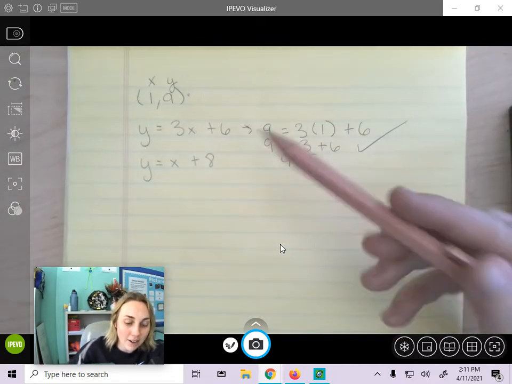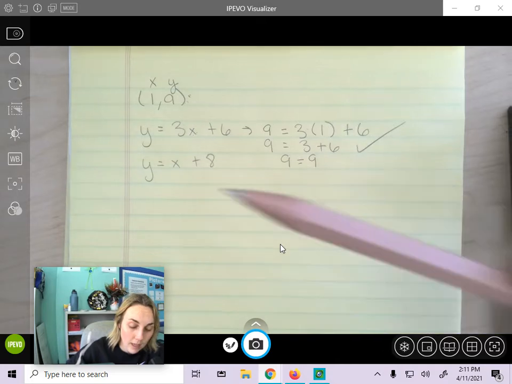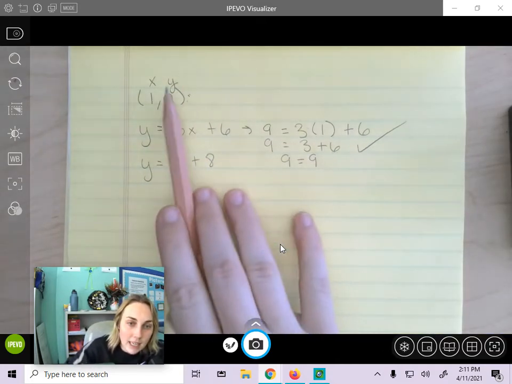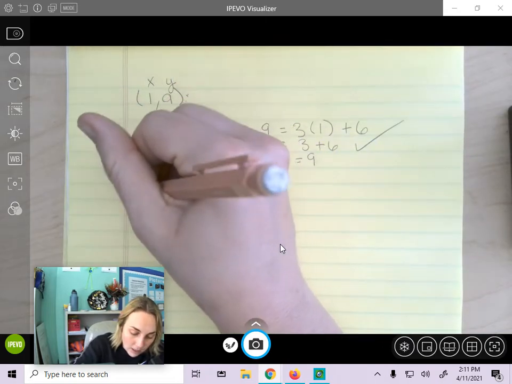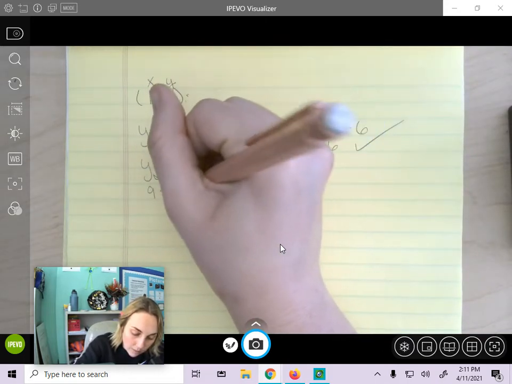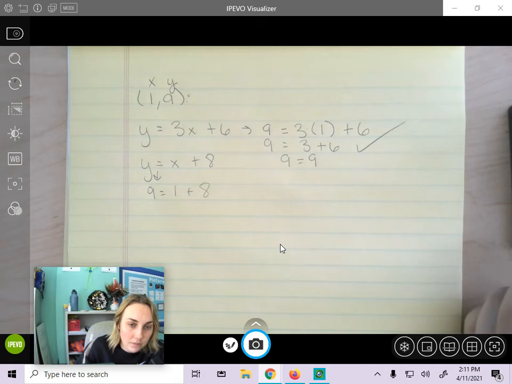So now we just got to figure out, is this a solution to this one too? So I'm going to do the exact same thing. I'm going to plug in my values into here. I need my y value first. My y value is 9. My x value is 1, and now I can solve.